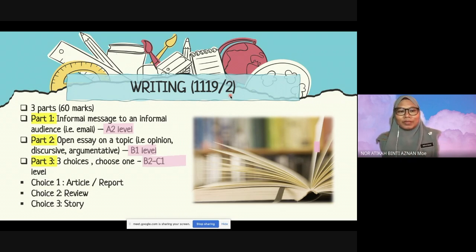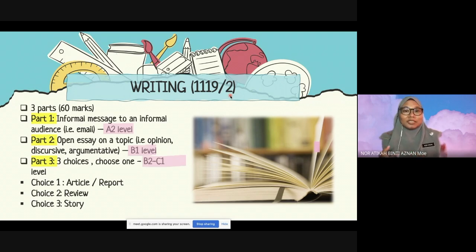For part 2, you have to write an open essay on a topic. For example, giving an opinion. It is discursive, it is argumentative, where you have to express your train of thought, your idea. What do you believe in? How do you see the topic? How can you debate on the topic? So it's basically about that. It tests your critical thinking and your analysis. How do you analyze the topic? How mature is your thinking? How mature is your idea? So this is B1 level.